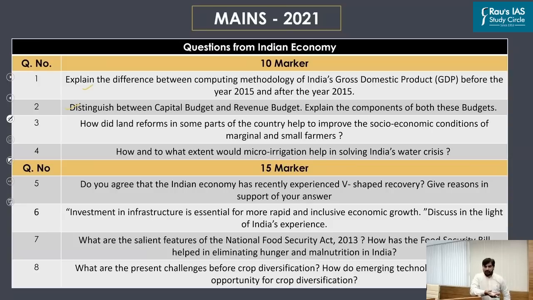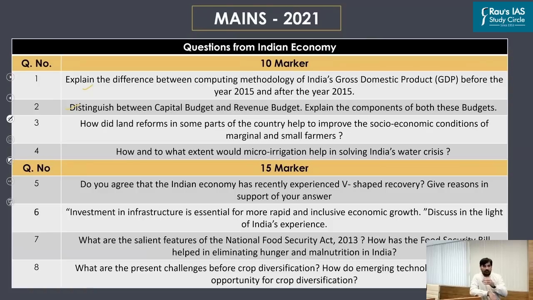So when we prepare for the prelims, right, we discuss the components of the revenue account, the components of the capital account. So more likely to be asked in the prelims examination. But once again, this question was asked in the mains examination. Why? Because in the UPSC syllabus, you have a separate topic of government budgeting.